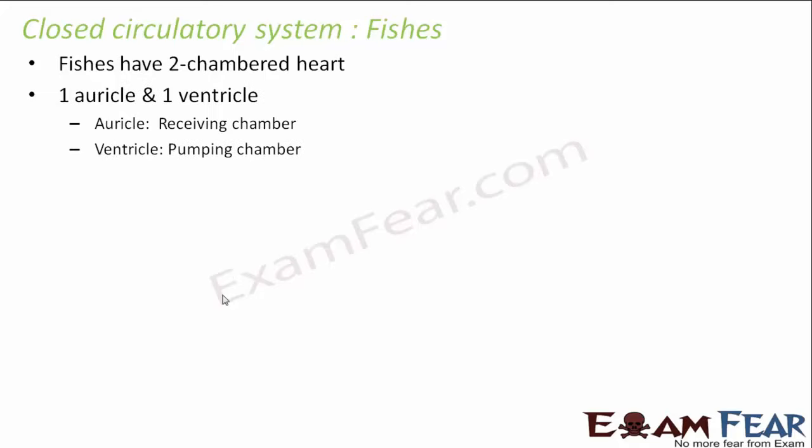So what are these two chambers? The two chambers are called auricle and ventricle. The fish's heart has one auricle and one ventricle. So what is auricle and what is ventricle, and why is the heart divided into chambers at all? The heart is divided into chambers in order to keep things more organized. The auricle is the receiving chamber, that means the chamber which will receive blood. The ventricle is the chamber which will pump the blood. That means the ventricle will release the blood and the auricle will receive the blood.